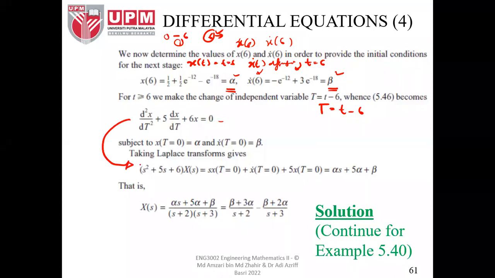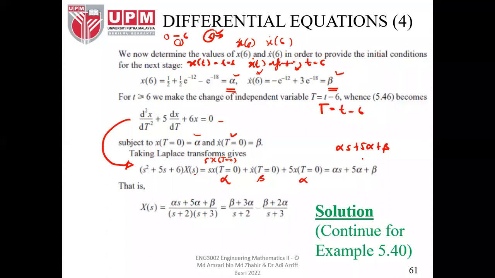You need to take the Laplace transform. Based on the Laplace, we get the same s squared plus 5s plus 6 times big X(s). Then the second part, s times x(0) and x dot (0), but now it becomes big T equal to 0. So x dot (T) equal to 0 and x(T) equal to 0 can go for alpha and beta. So your function can be simplified as alpha s plus 5 alpha plus beta, based on these conditions.